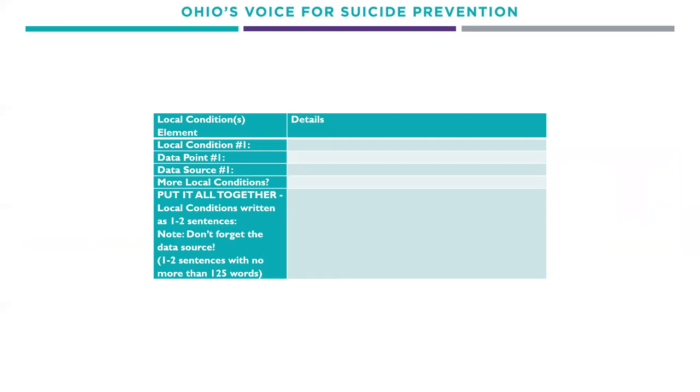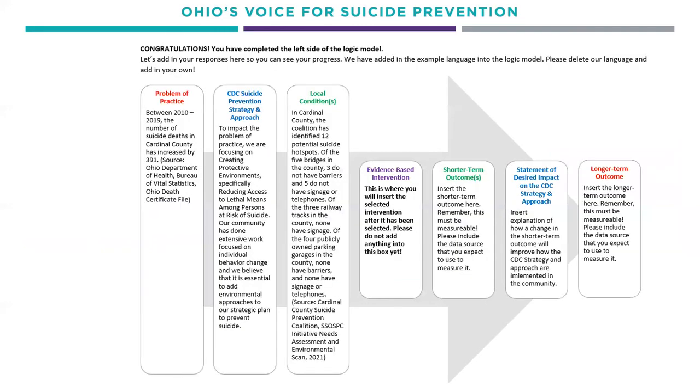Your turn, so go ahead and complete the table that you'll find in your worksheet. And then, congratulations, you will have completed the left side of the logic model. So this is the end of Module 3, and once you've completed this step, you can move on to Module 4, where you will complete the right side of the logic model by identifying the outcomes to measure.